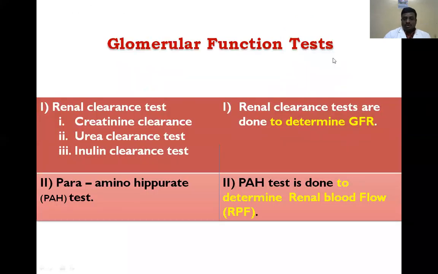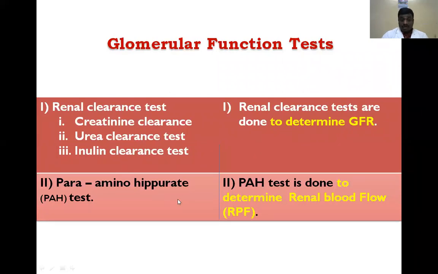So this glomerular function test, we mainly do for two types. What are those? Renal clearance test. The second one is para-aminohippuric test. Nobody mentioned this second test. Okay. So the renal clearance test we use to determine glomerular filtration rate.